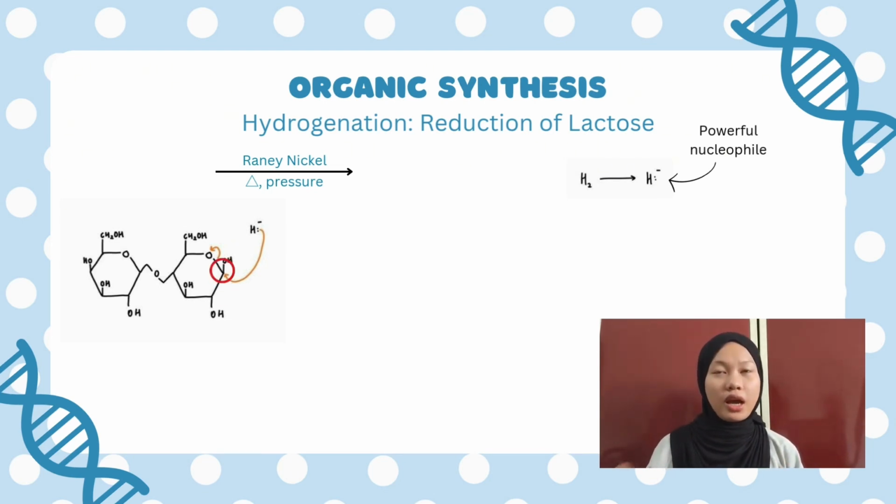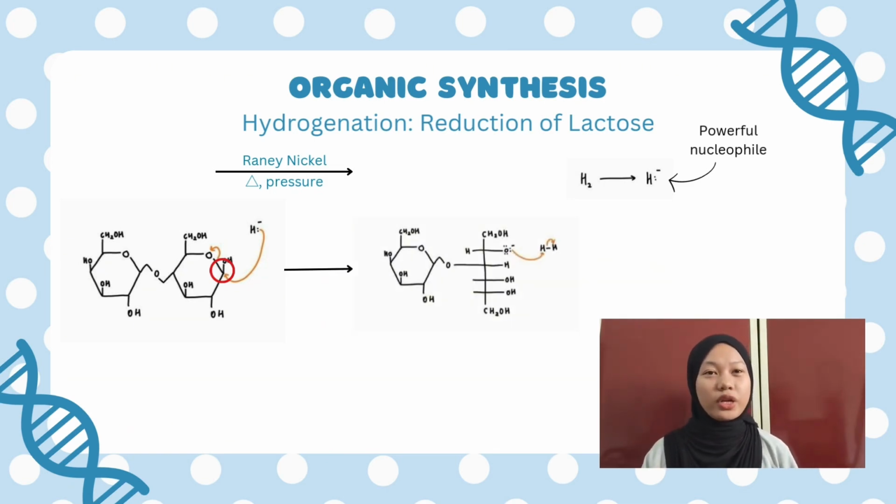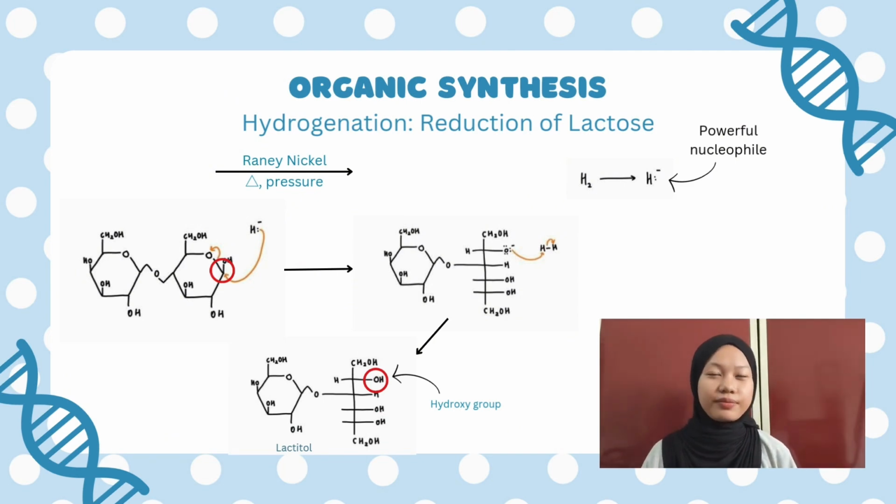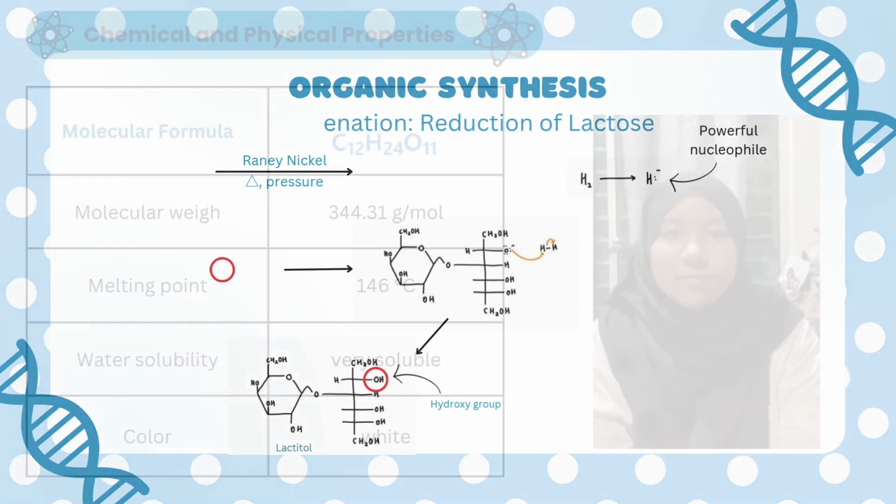Then, the bond between carbon and oxygen will break, forming an oxyanion. The oxyanion will attack the hydrogen at hydrogen gas, forming a hydroxy group to stabilize itself. From the last step we saw earlier, lactitol is produced. The production of lactitol in industry is parallel to the organic synthesis concept.